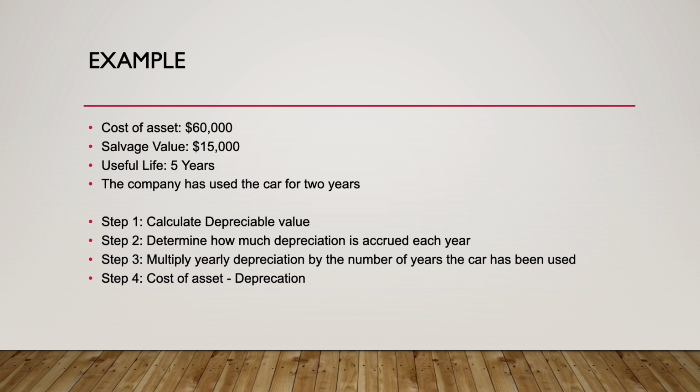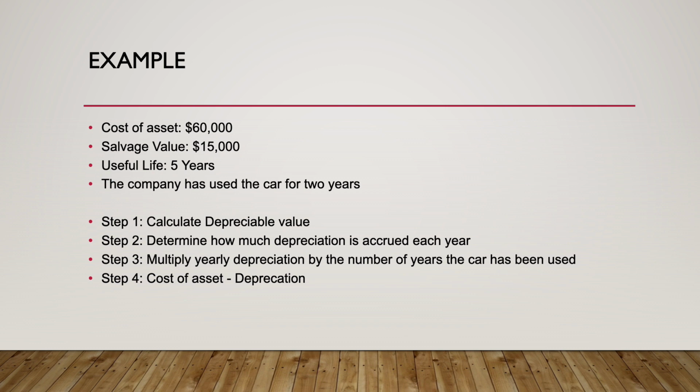Let's get into our first example. Here we have an asset with the cost of $60,000. Company car, $60,000. We're going to estimate that we're going to get about $15,000 of salvage value after its useful life for the company, which is 5 years. It says here in the example, the company has used the car for 2 years already.